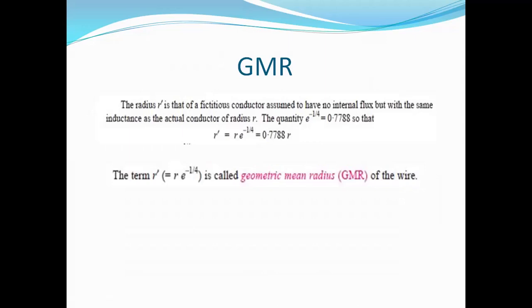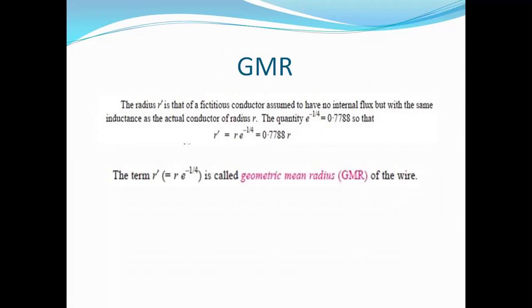So the quantity e to the power minus 1 by 4, after calculating, we find it equals 0.7788. So we can say that R prime equals 0.7788 R, because e to the power minus 1 by 4 equals 0.7788. This particular term, R prime equals R e to the power minus 1 by 4, is called geometric mean radius. That means this is the GMR of the wire. So what is GMR? It is written in the first line.